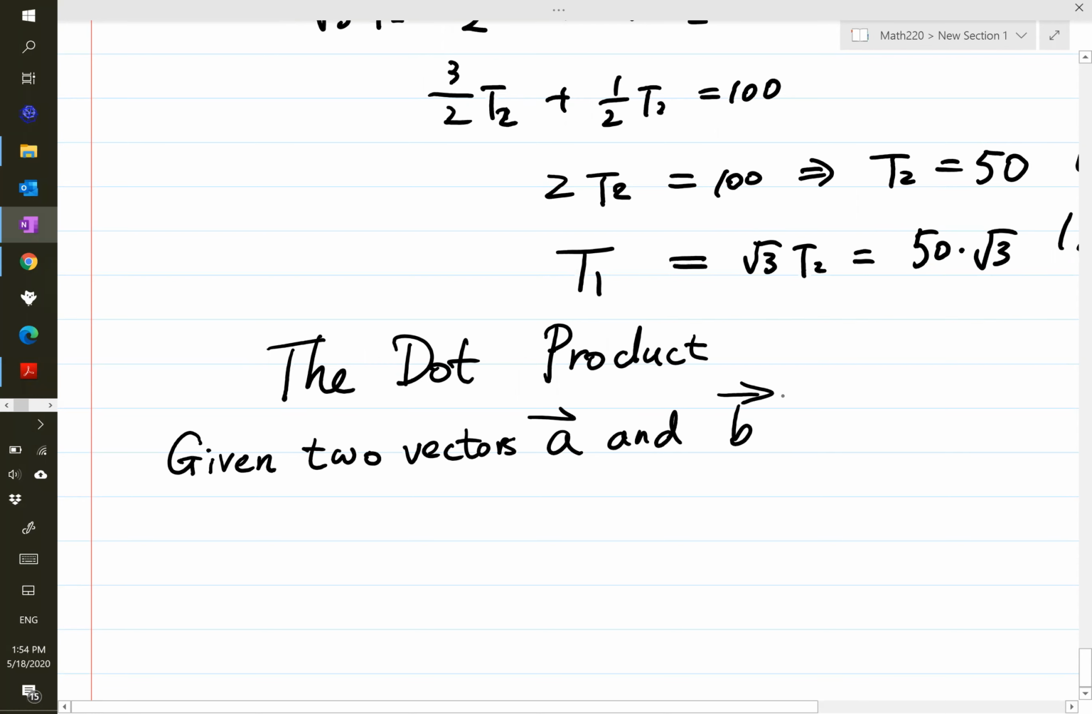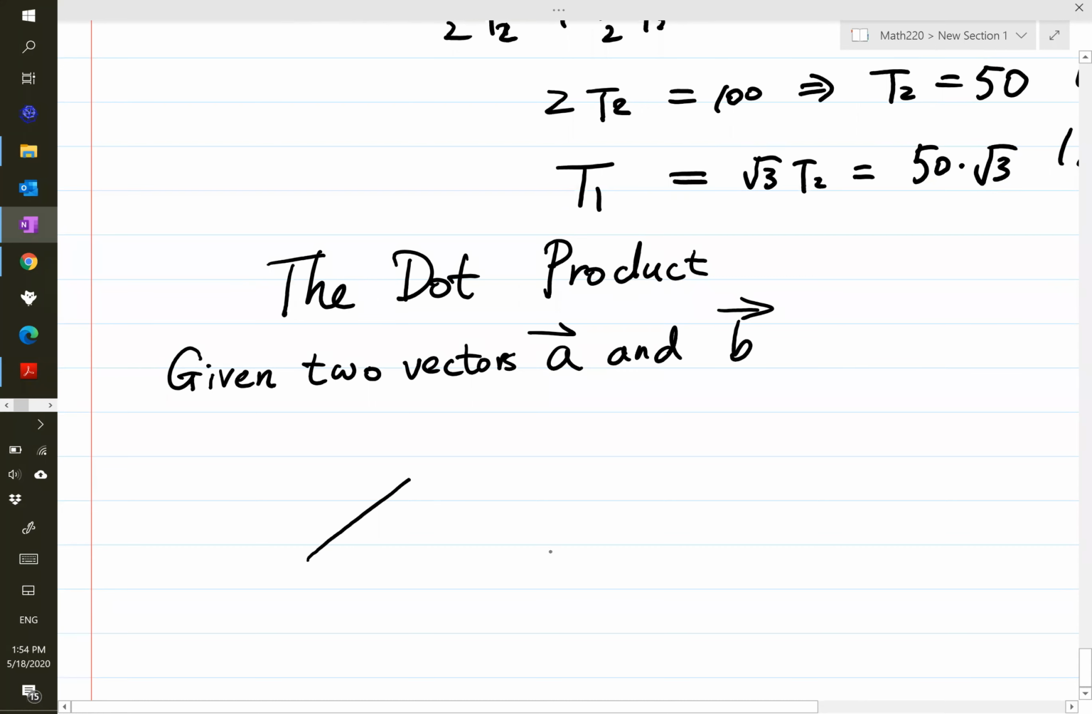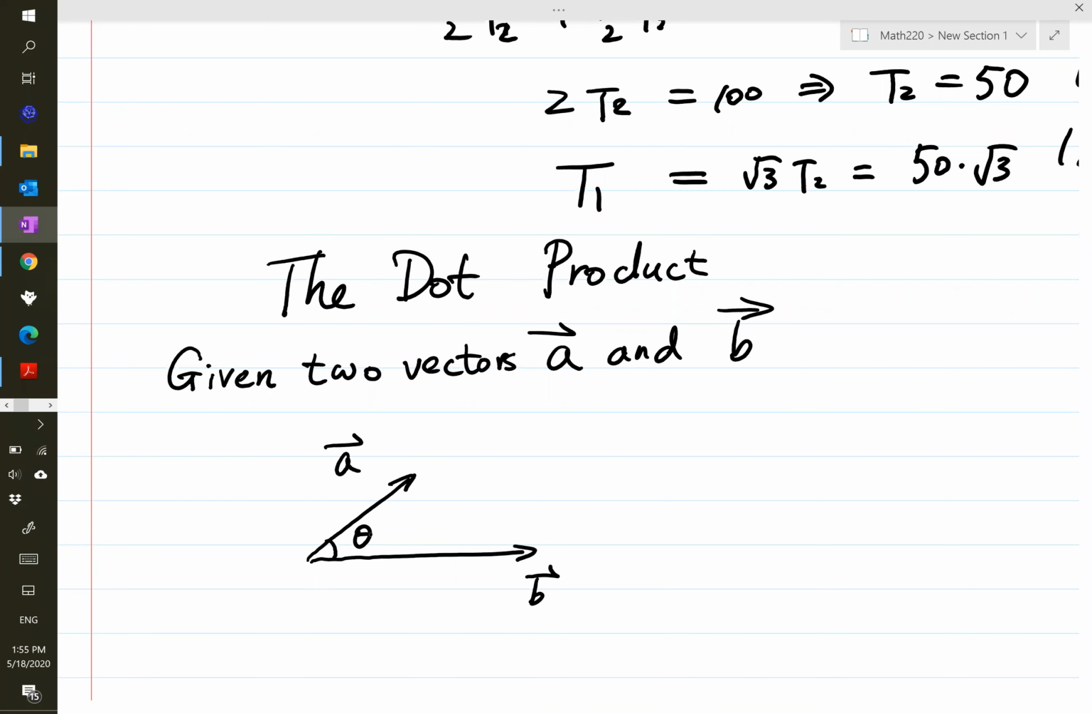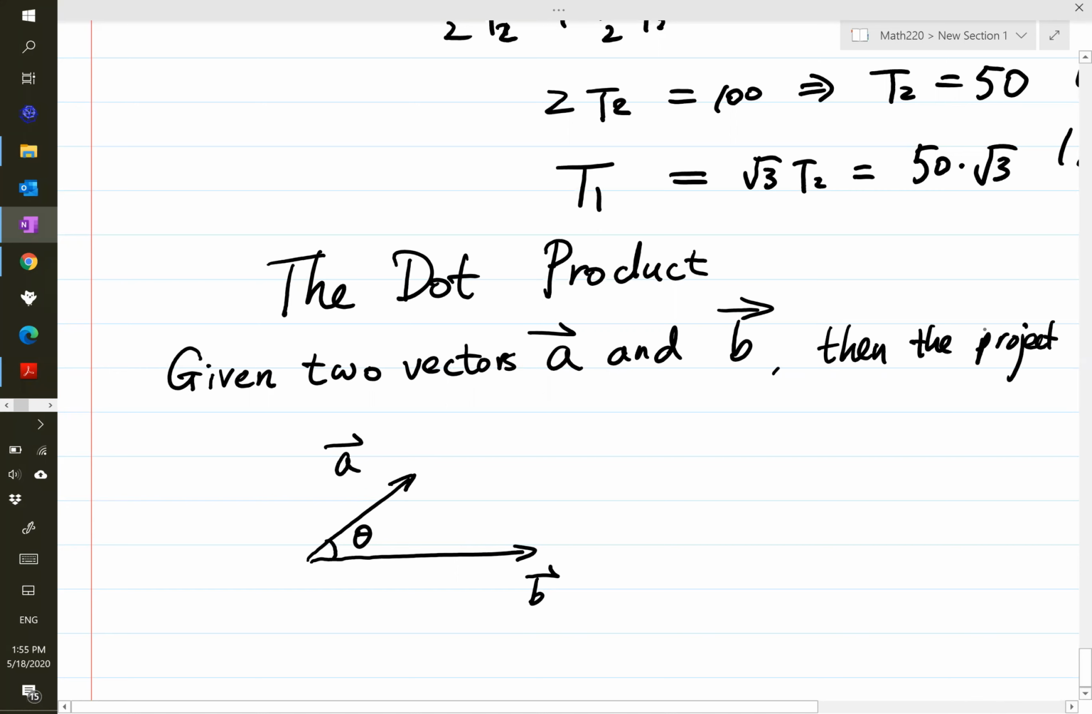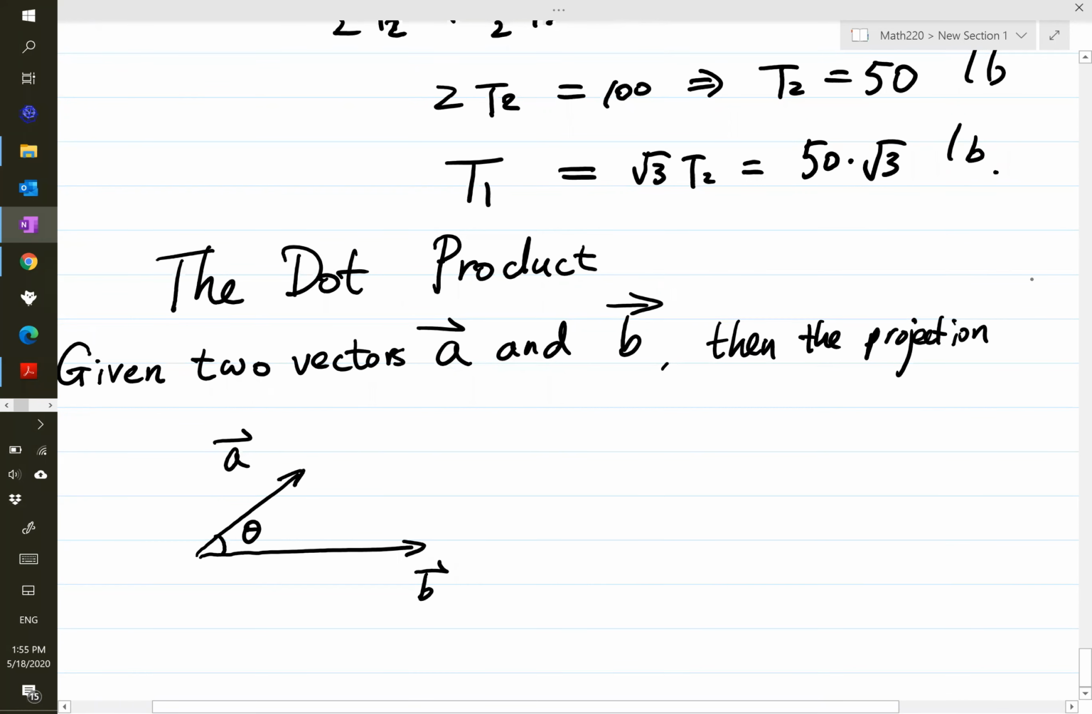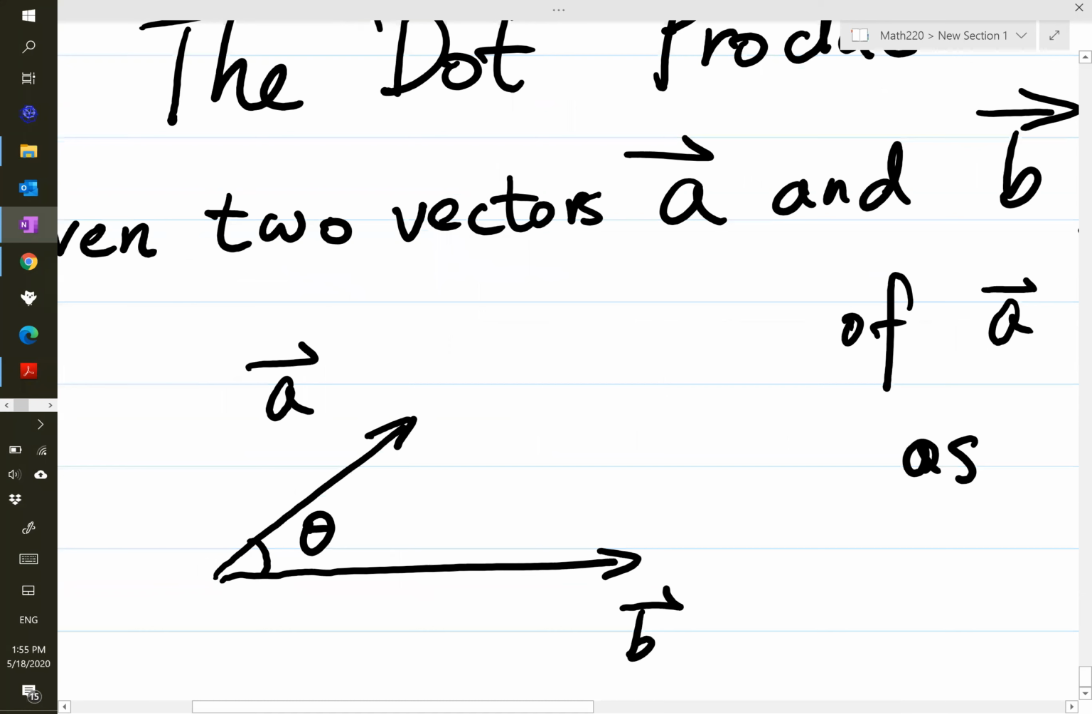Okay, suppose we have a vector A. Now, suppose we have another vector B with the angle theta between them. Now, we define the projection of A onto B. Okay, then the projection of A onto B is defined as the contribution of A along the B direction.